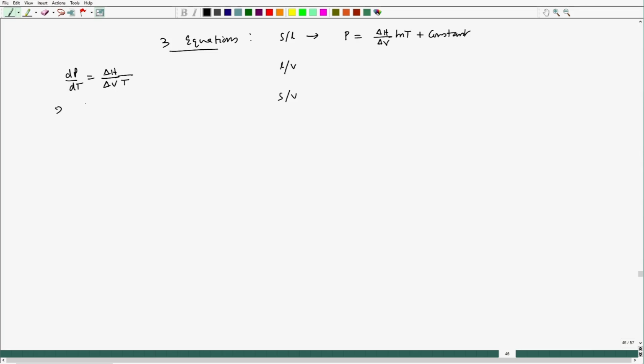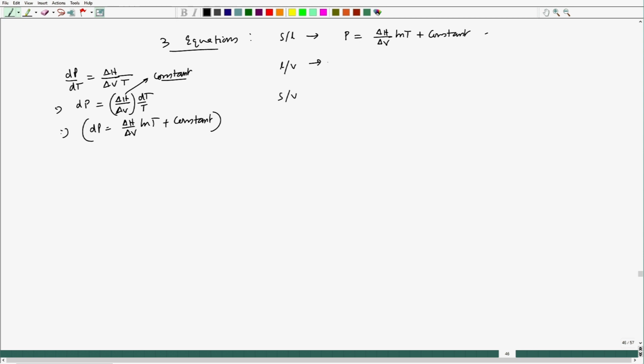So, from here I can get dP equal to del H by del V dT by T. This is a constant term, fine. So, then I can get P equal to del H by del V ln T plus constant. So, that is what this equation talks about, solid liquid.